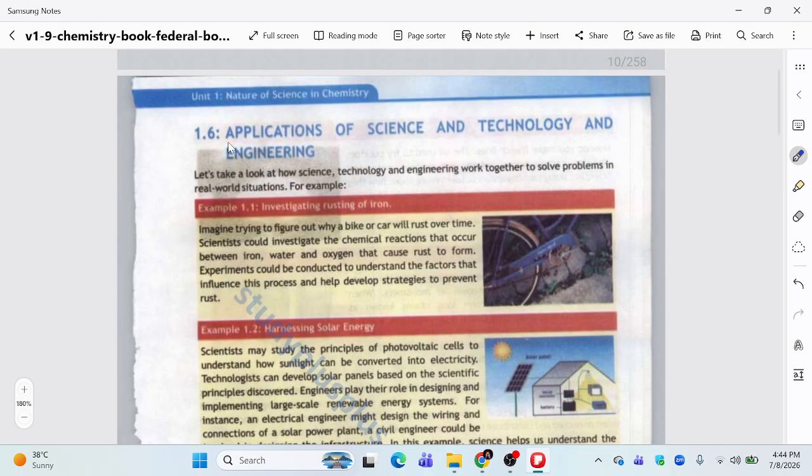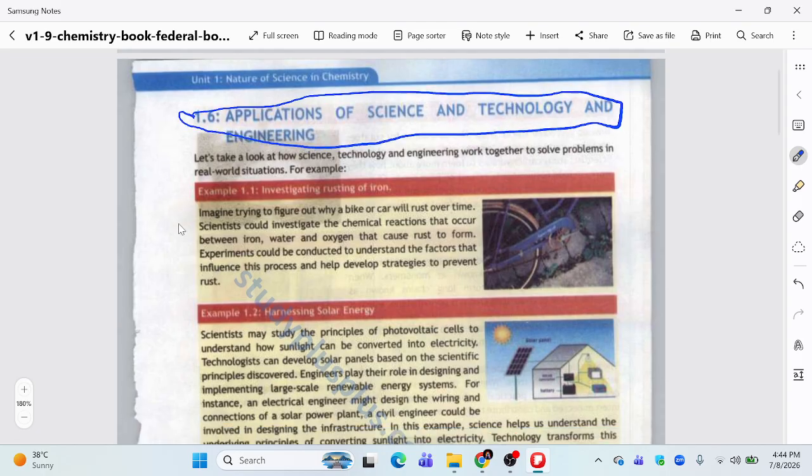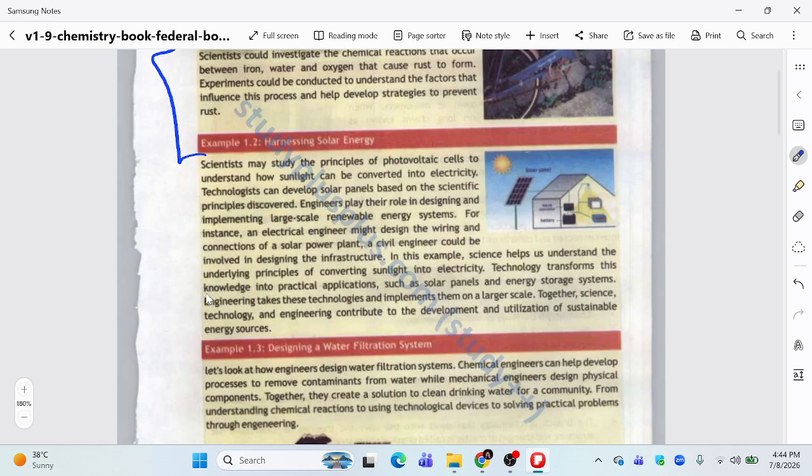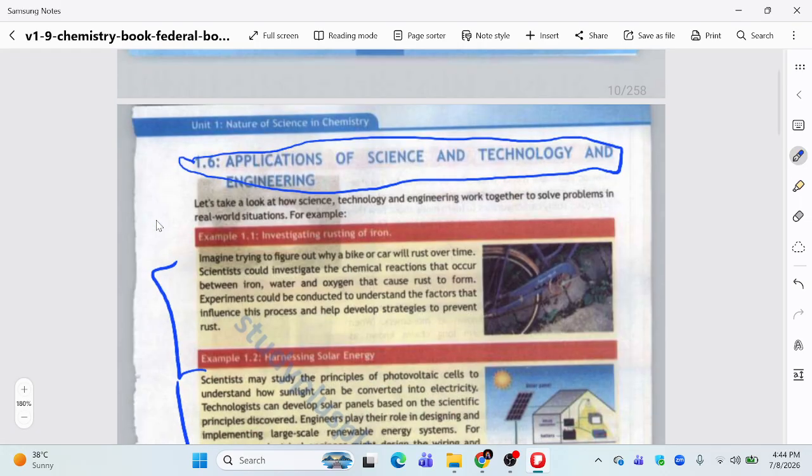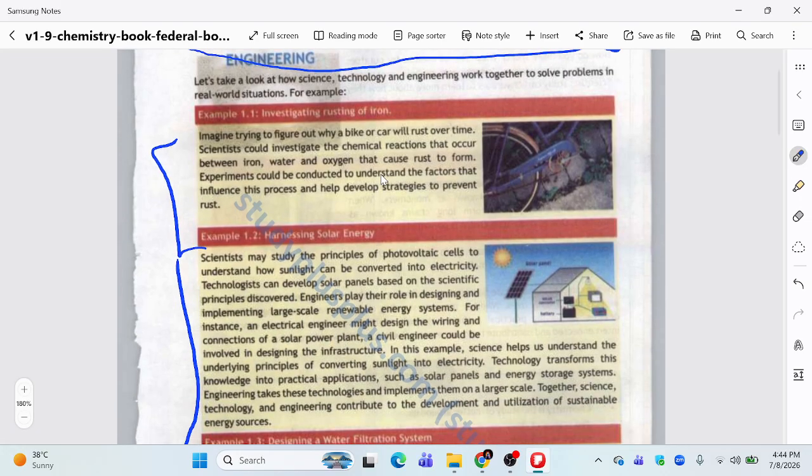So now coming forward to applications of science, technology, engineering. This is one of the most important, short and long. For short, it can say give two or three. For long, it can say give five or seven. I mean five examples because there are five mentioned.